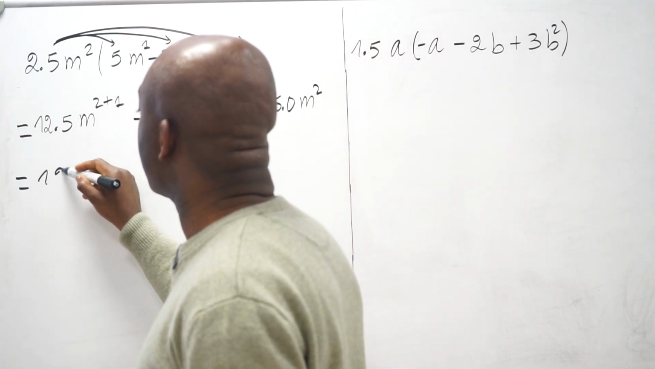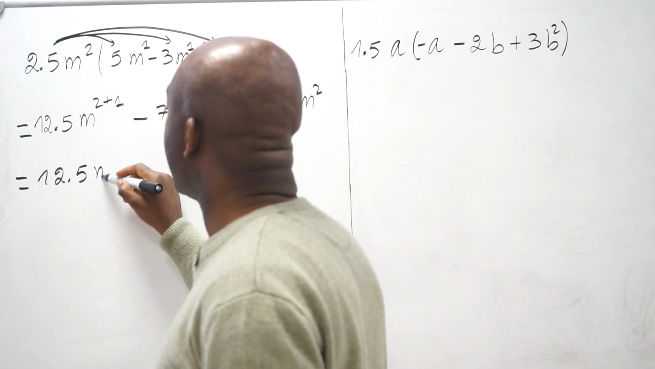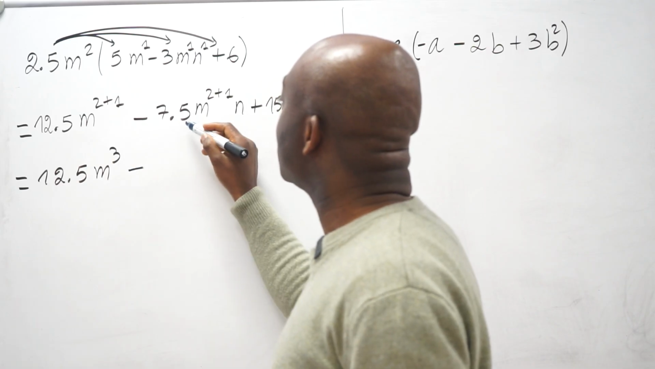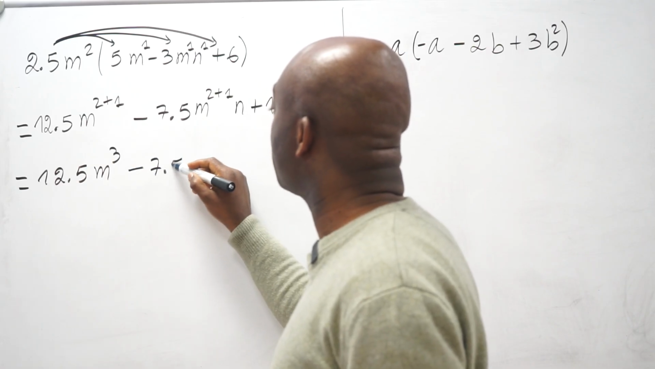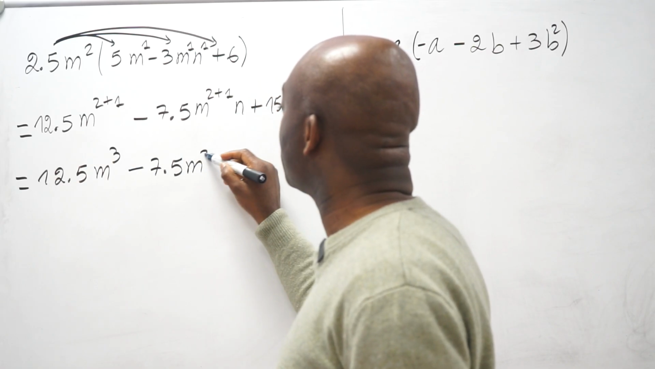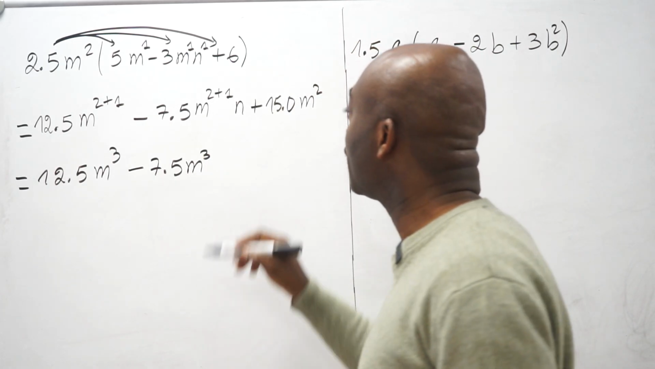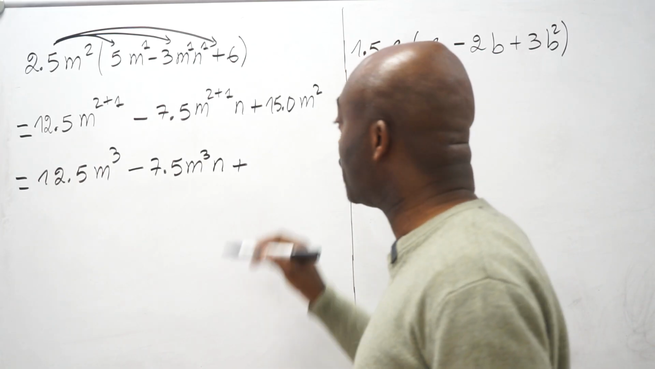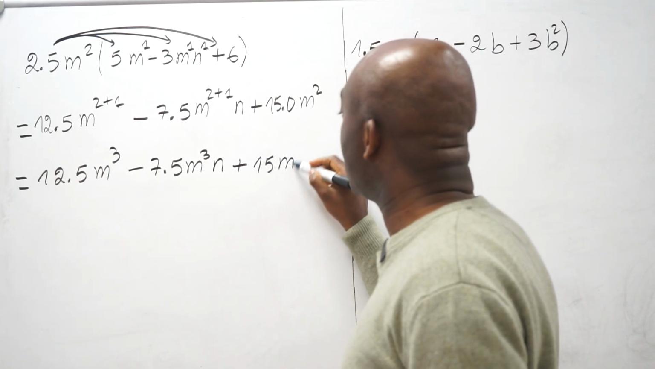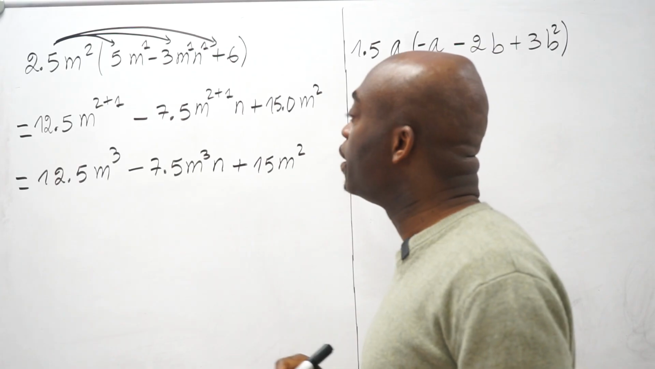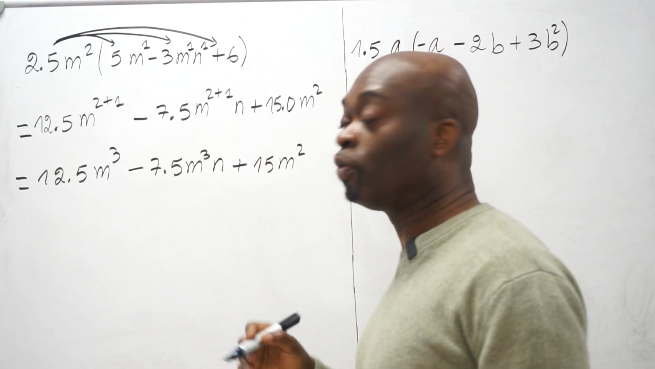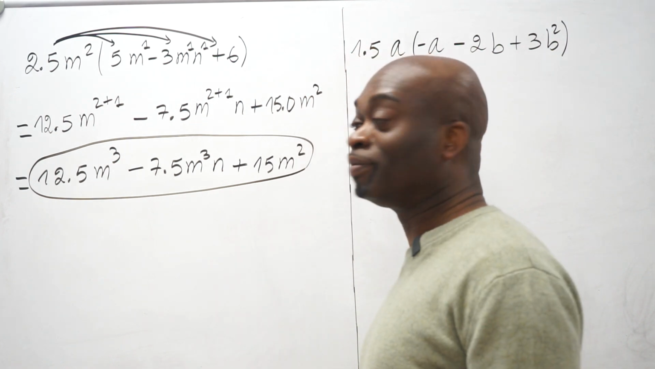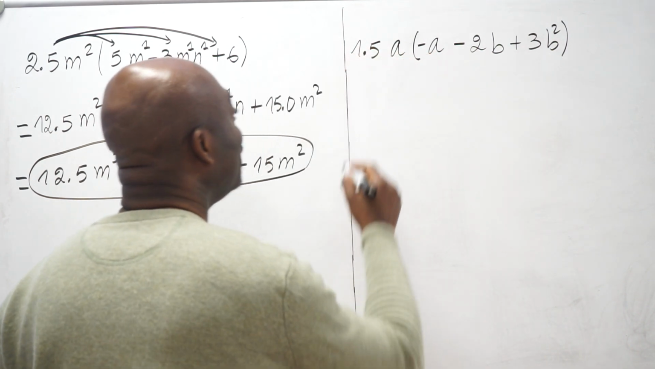So 12.5, that'll give us 12.5 times m to the third power. So 2 plus 1 is 3, right? Minus 7.5, sorry. And then m what? 2 plus 1, which is also 3. Okay? And then the n got to come down, plus 15.0 is 15. So that is 15m to the second power. All right? Is there anything else that we can combine here? No. This is going to be your final answer. You are done.